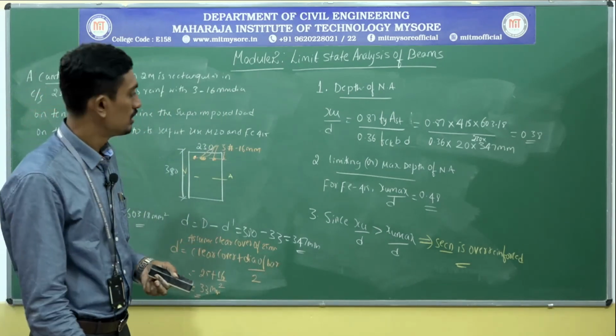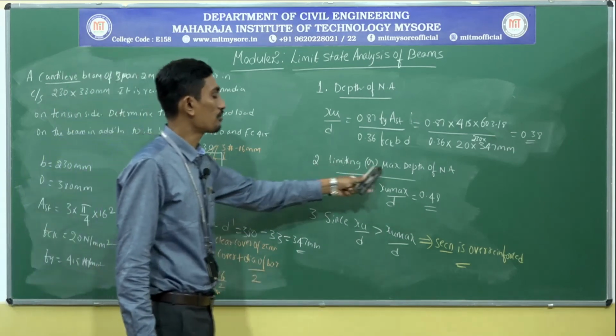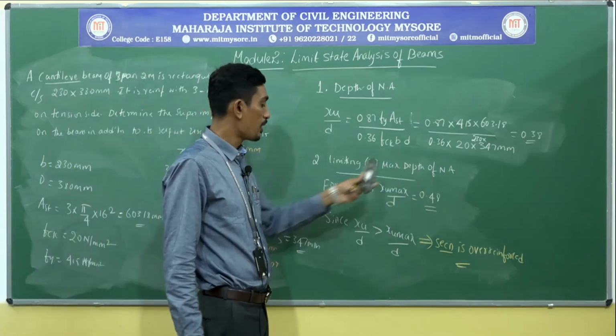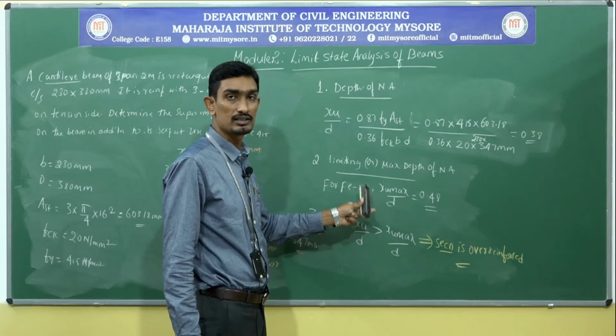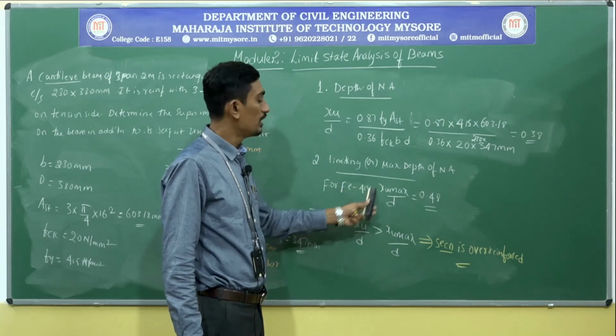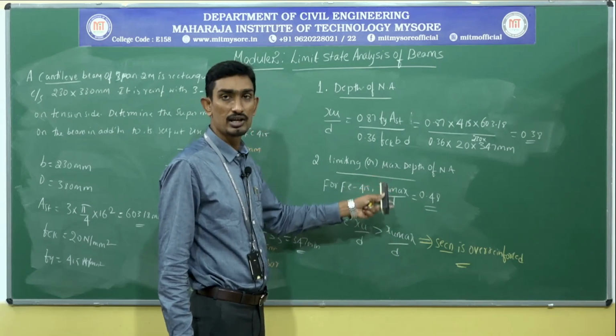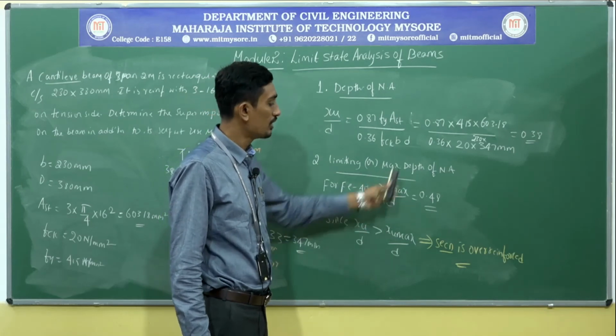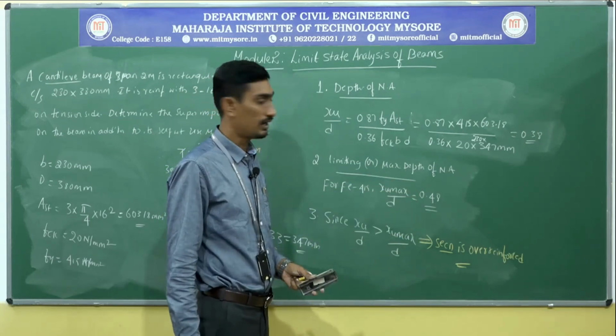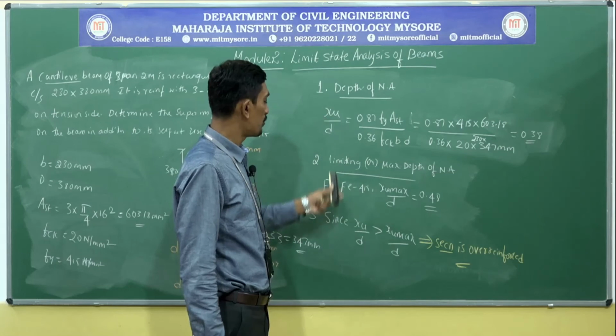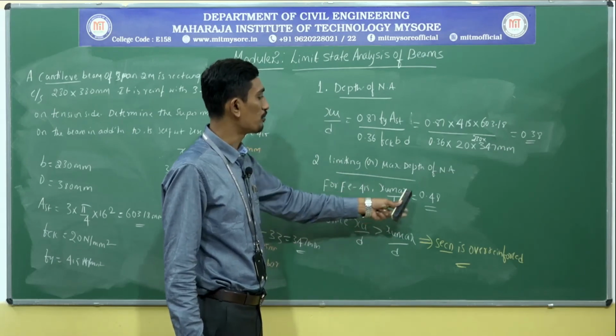Now once again, the limiting or maximum depth of neutral axis for Fe415 steel, XU max by D, from page 70 of IS 456, is 0.48. So XU max by D is equal to 0.48.